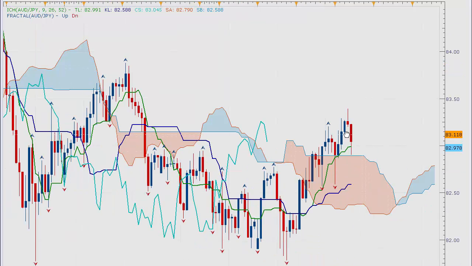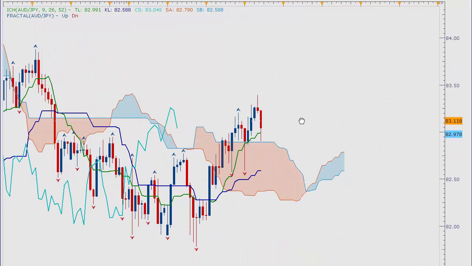Aussie yen, 4 hour. So we had an uptrend here. We had a TK cross inside the cloud. We broke out of the cloud. It tried to make a Kumo breakout and failed. Then it came back down, made a nice big pin bar, and now it's trying to go to the upside again.